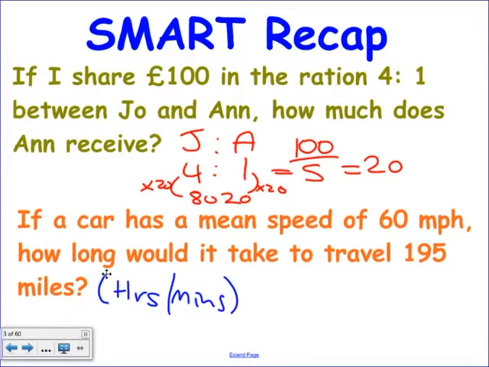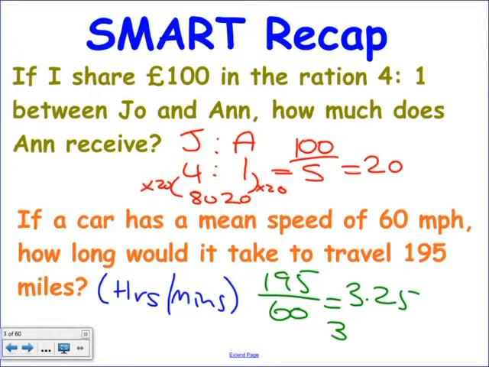Okay, lefties. Who'd like to have a go at this one? It's all gone quiet over there. 195 divided by 60. Good. 195 divided by 60. 3.25. A quarter of 60 is 15. So it's 3 hours, 15 minutes.